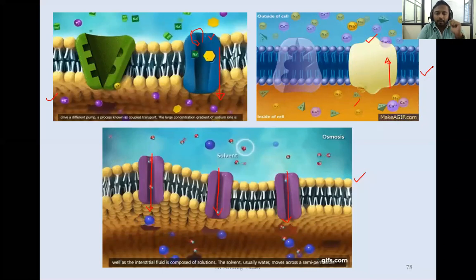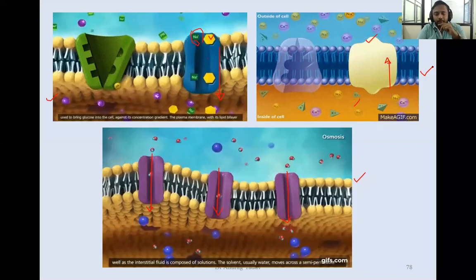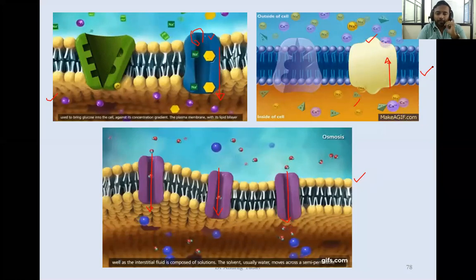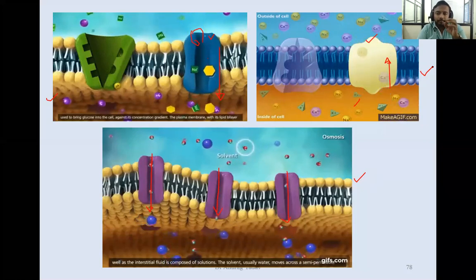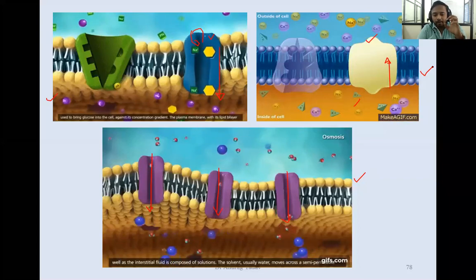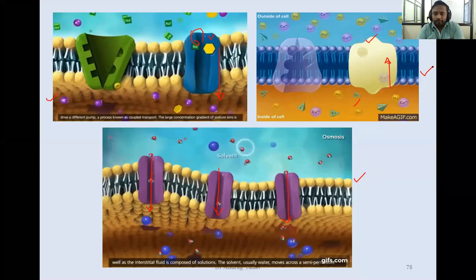Endo means taking the components inside the cell. Again, it has two types, pinocytosis and phagocytosis. Pinocytosis means engulfing the fluid. Phagocytosis means solid materials being engulfed inside the cell.